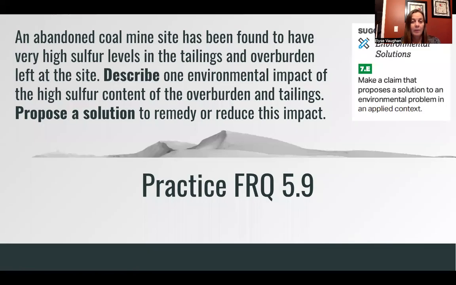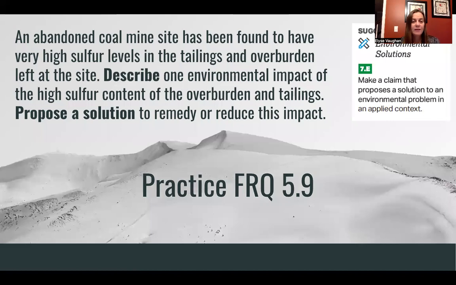So your practice FRQ for today, you're practicing proposing a solution. In this problem, we have an abandoned coal mine site that's been found to have very high sulfur levels in the tailings and overburden left at the site. So you're to describe one environmental impact of this high sulfur content and propose a solution to remedy or reduce this impact.